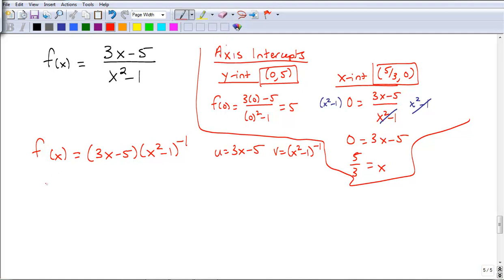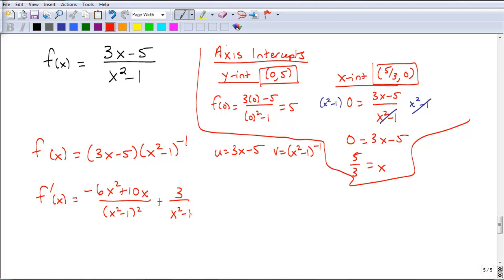But if I want to find f prime, I use the product rule. What I end up with for f prime is (negative 6x squared plus 10x) over (x squared minus 1) squared, plus 3 over (x squared minus 1). That's what you get if you use the product rule on this function.